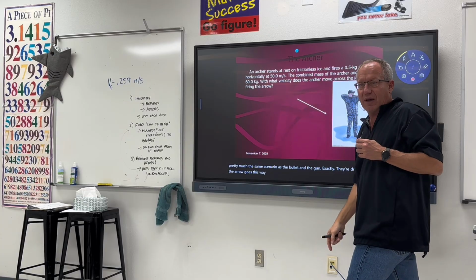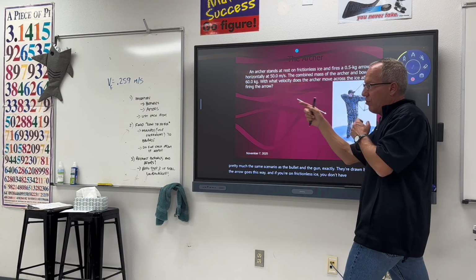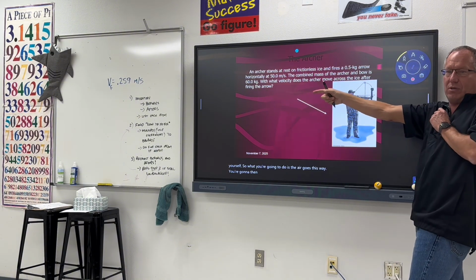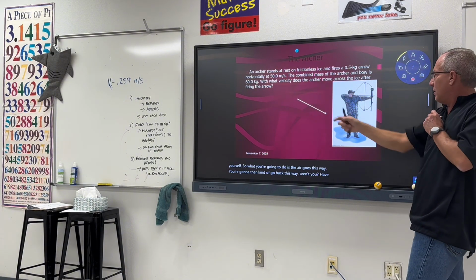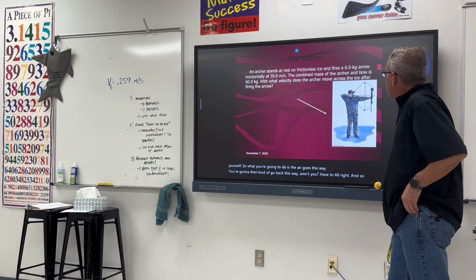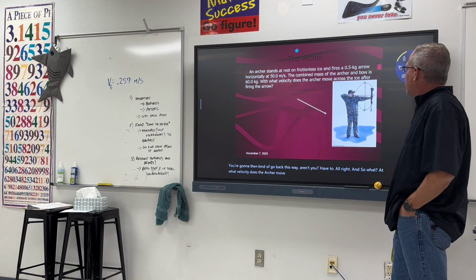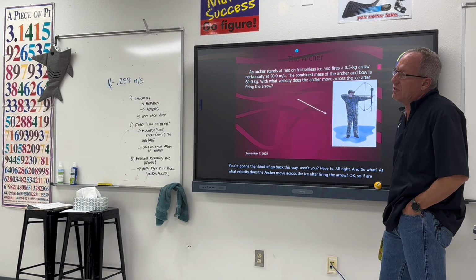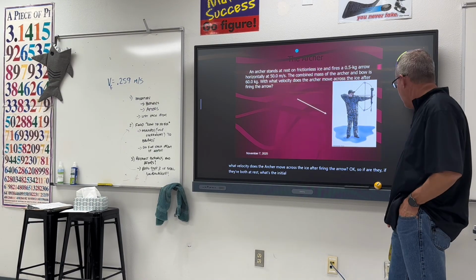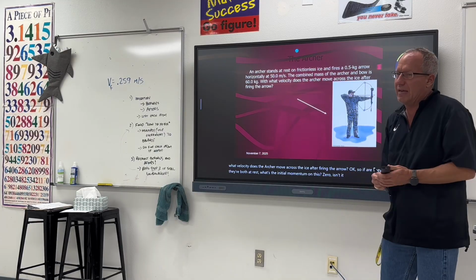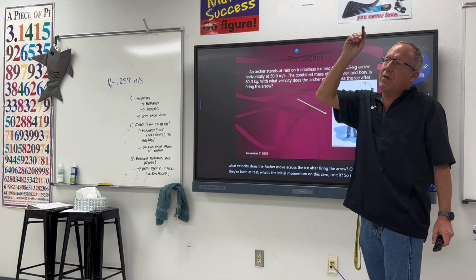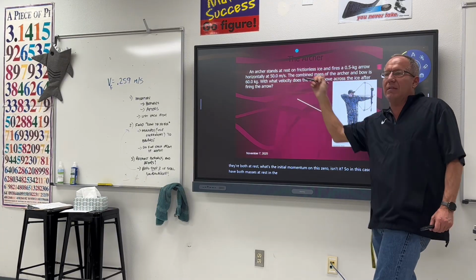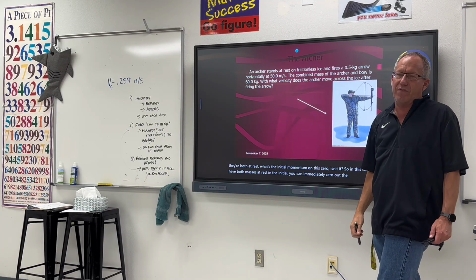And if you're on frictionless ice, you don't have anything to brace yourself against. So the arrow goes this way, and you're then going to go back this way, aren't you? You have to. All right? And so at what velocity does the archer move across the ice after firing the arrow? Okay, so if they're both at rest, what's the initial momentum of this? 0, isn't it? So in this case, if you have both masses at rest in the initial, you can immediately zero out that side and focus on their finals, can't you?